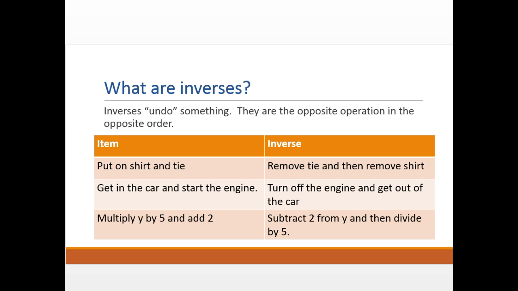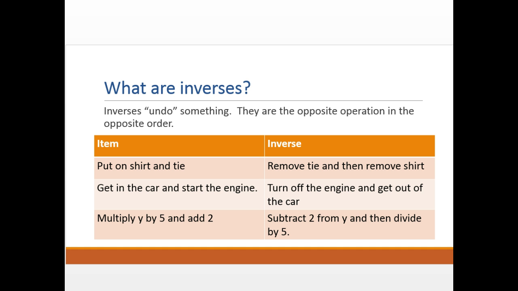So what are inverses? Inverses basically undo something. They're the opposite operation in the opposite order. For example, if you were to put on a shirt and then a tie, the inverse would be to remove the tie and then remove the shirt. Notice you go in opposite order and opposite operation. If you were to get in the car and start the engine, the inverse would be to turn off the engine and then get out of the car.